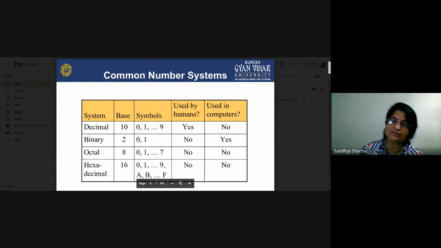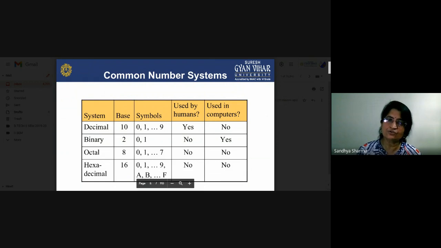Suppose we are talking about the decimal number system. How many symbols are used for representing decimal numbers? Here, 0 to 9, so there are 10 symbols. By using combinations of these 10 symbols, we make different decimal numbers. Switching to binary, there are only two symbols, either 0 or 1, and by using combinations of 0 and 1, we make different binary numbers.